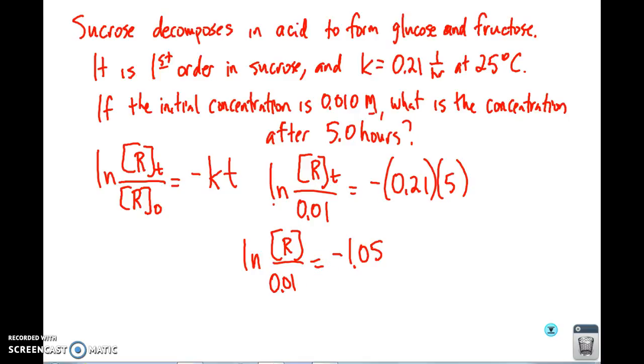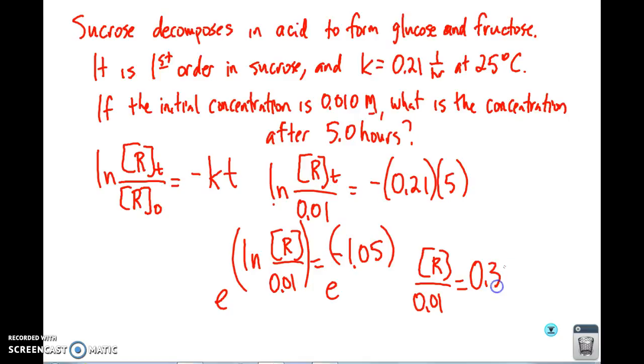So now algebraically speaking, we're going to take the inverse log of both sides, which in this case is going to be e, because it's a natural log, to that power. So e to that power on your calculator. This is going to give you the concentration of R over 0.01 is equal to 0.35. So at that case, now we just have to do algebra to solve for R, and the concentration of R at time t is going to be, well, let's use scientific notation because that's going to be easier. 3.5 times 10 to the negative third molar.